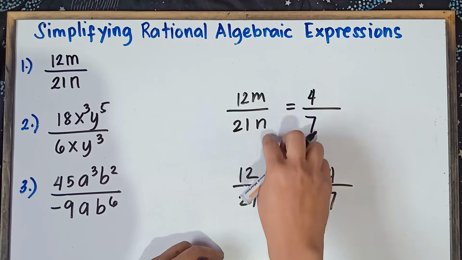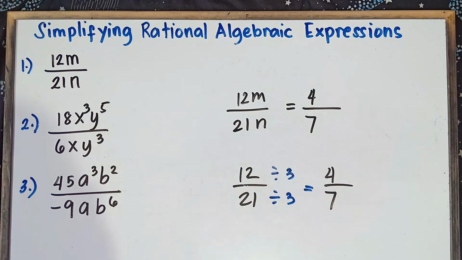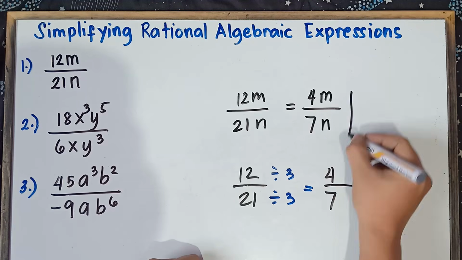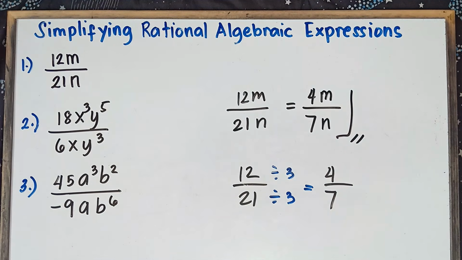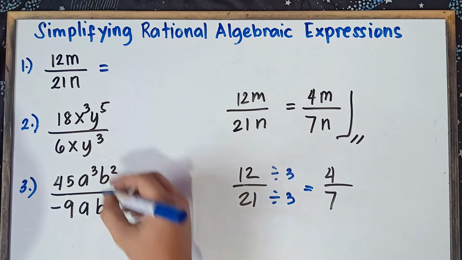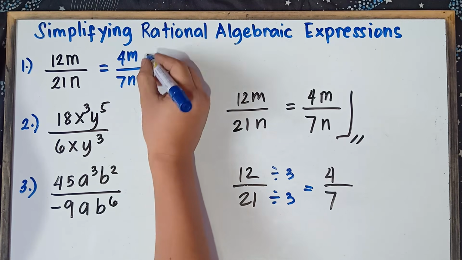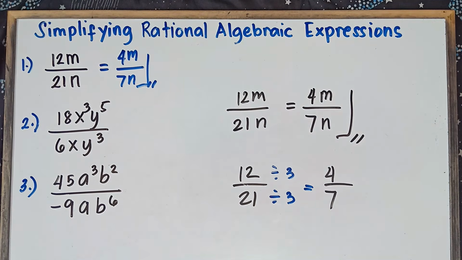Now, with regards to the variables, can we divide m and n? Nope, we cannot divide m and n. So simply copy m, simply copy n. That's it, class, all set. Easy, right? So our answer for example number 1 is 4m over 7n.